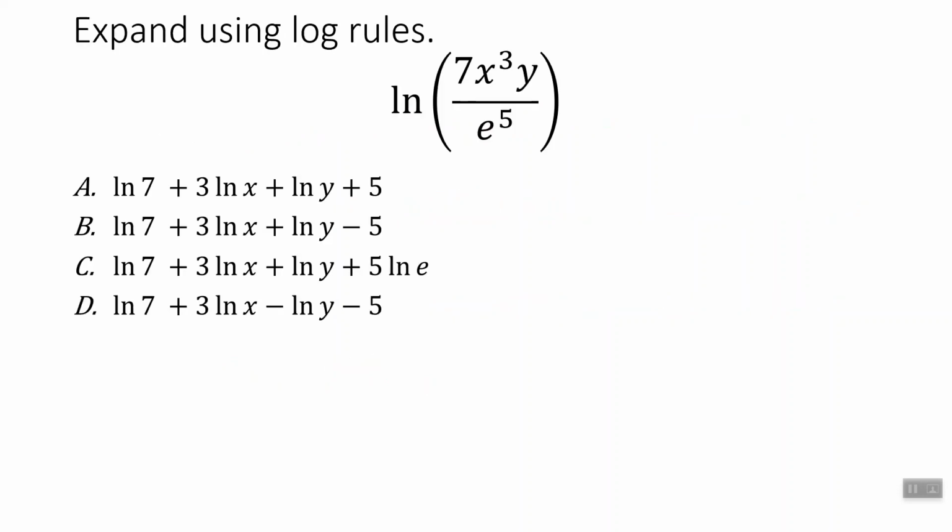All right, go ahead and stop the video and see if you can simplify this one on your own. I wonder how many of you actually stop the video and do this.